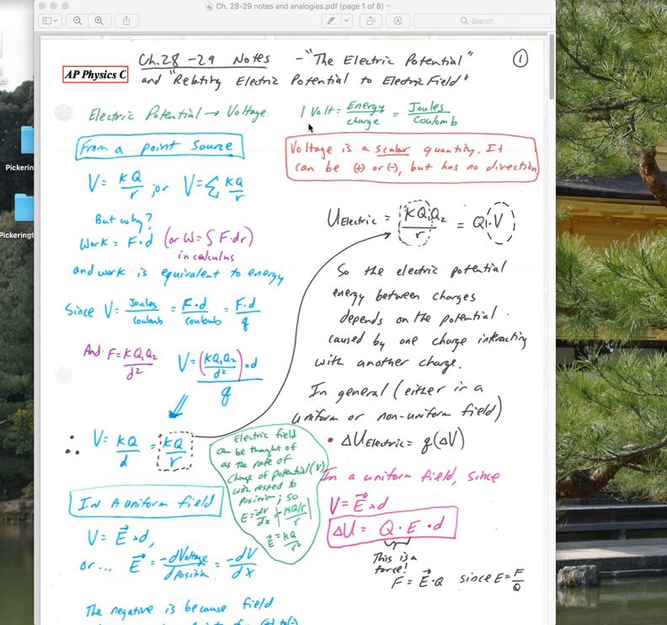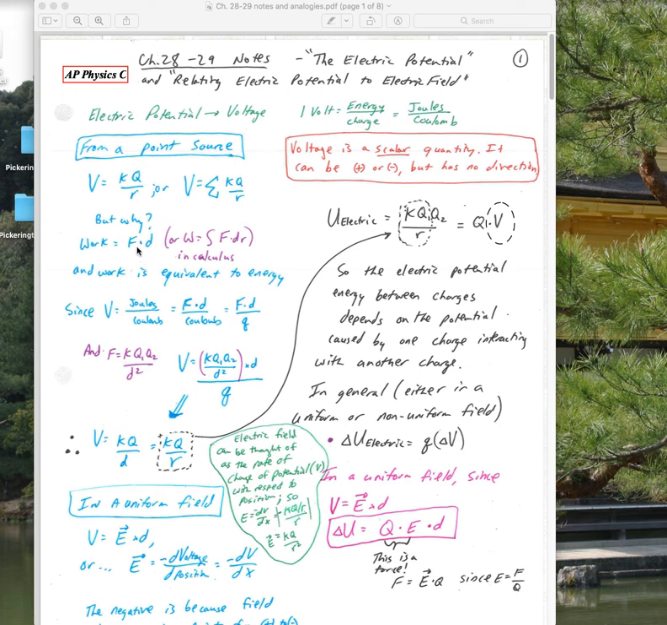So from a point source, voltage is equal to KQ over R. And it's the summation if you have multiple charges, multiple KQ over R's. It is a scalar quantity, but it can be positive or negative. It does not have a direction, though. So why is that? Well, if we think about work as force times distance, or basically the integral of the dot product of those things in calculus, and work is equivalent to energy.